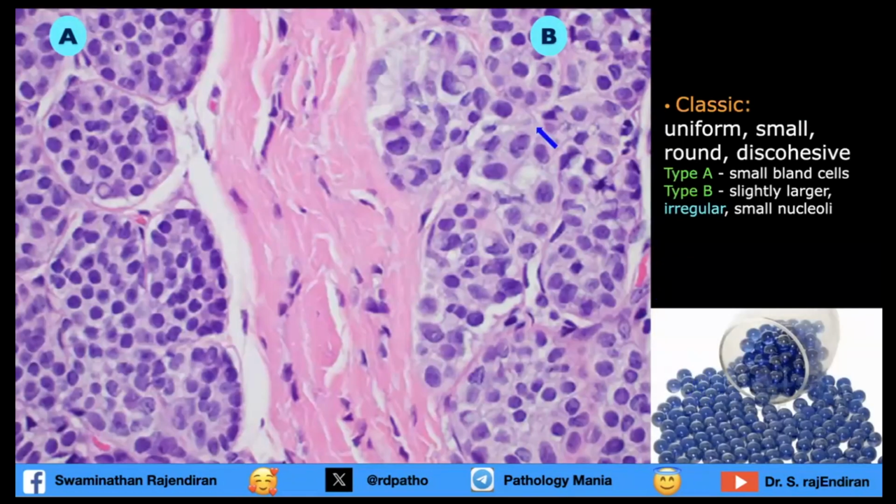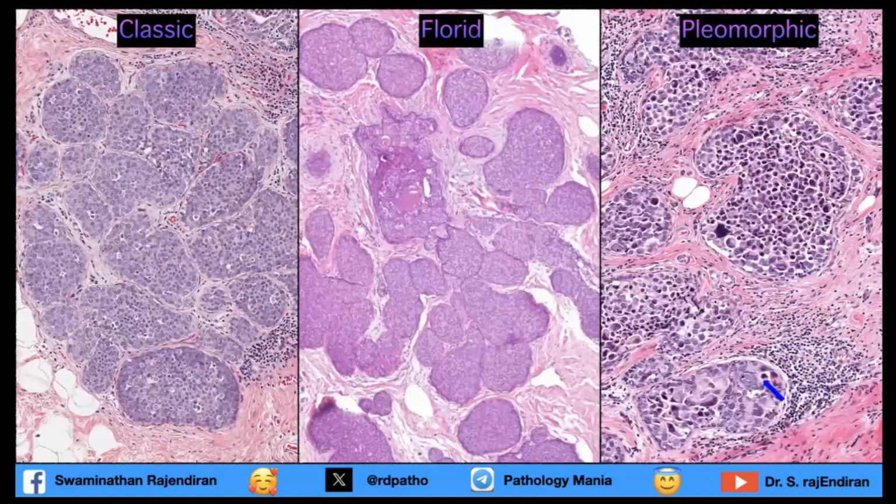In a classic LCIS, you can see 2 types of cells, small cells and large cells. Small cells are known as type A cells and larger cells are known as type B cells. And when you see small cells, they are very uniform. This is like a bag of marbles appearance.